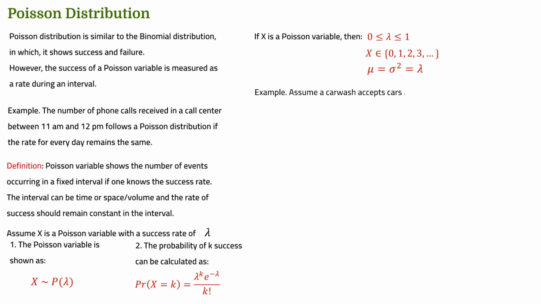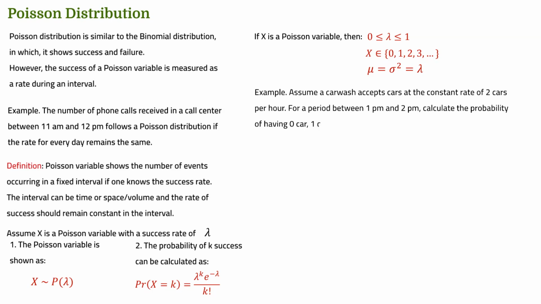Here's an example. Assume a car wash accepts cars at a constant rate of 2 cars per hour. For a period between 1 p.m. and 2 p.m., calculate the probability of having 0 car, 1 car, 2 cars, and 3 cars. Here's the answer. The rate is known to be lambda equal to 2. The probabilities are calculated by the formula: probability of X equal to k is lambda^k e^(-lambda) divided by k factorial.